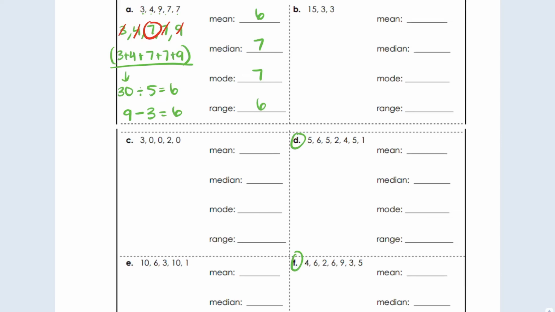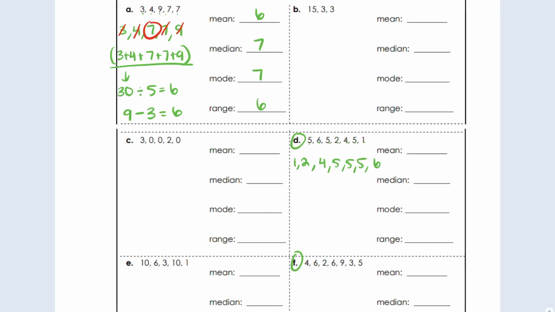Okay, first things first, list the data set in order from least to greatest. So I have a 1, I have a 2, I have a 4, I have 3 5s. Seems like a good mode to me. And then I have 1 6. So let me double check to make sure I have all of my numbers. 1, 2, 3, 4, 5, 6, 7.